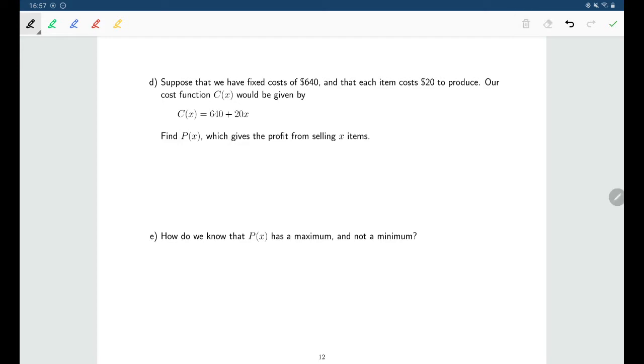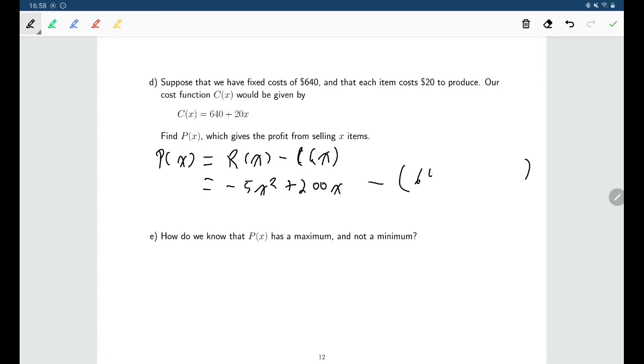And so our profit function is just our revenue function minus our cost function. And we've got both of those. We know that our revenue function was minus 5x squared plus 200x. And from that, we're going to subtract our cost function, 640 plus 20x. And just to simplify that, we'll have minus 5x squared plus 180x minus 640.